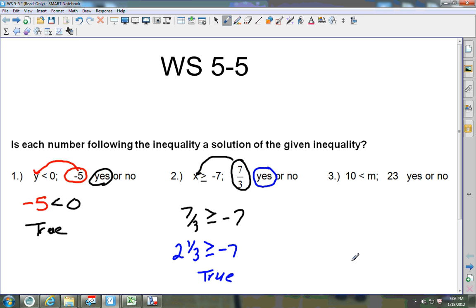In this next one, you take 23 and substitute it in here for m. I have 10 less than, and instead of m, I put 23 in there. Is 10 less than 23? Yes, it is. It is true.